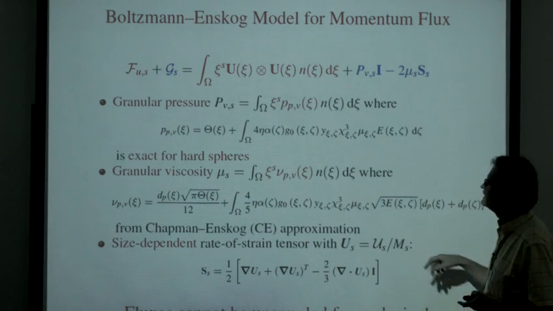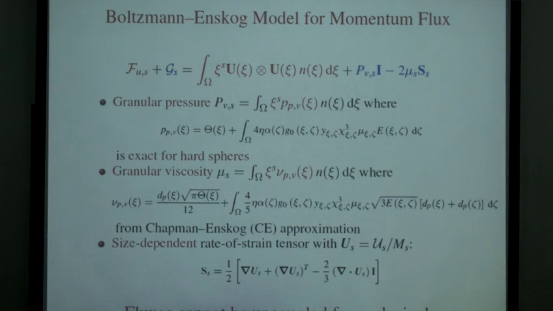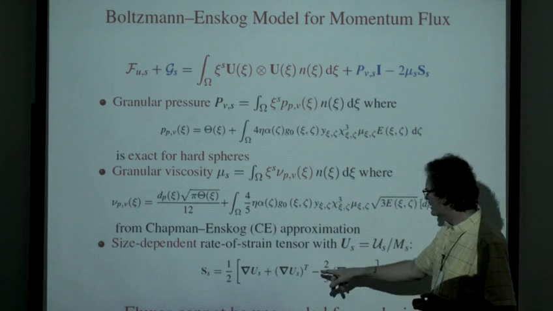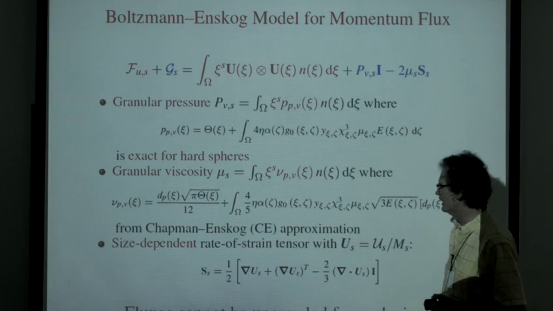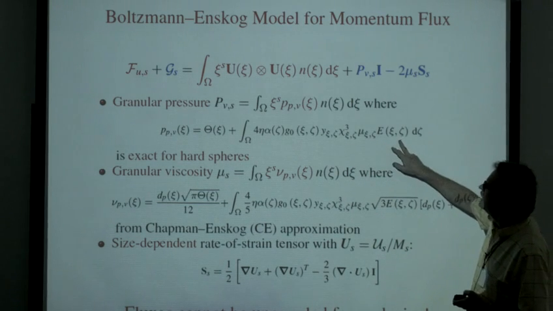Likewise, granular velocity, this is not closed because you have to do a Chapman-Enskog, but you get a similar formula. So those are what goes into the theory. And then we use the size-dependent strain tensor where we take the gradients with respect to US, or the weighted velocities.